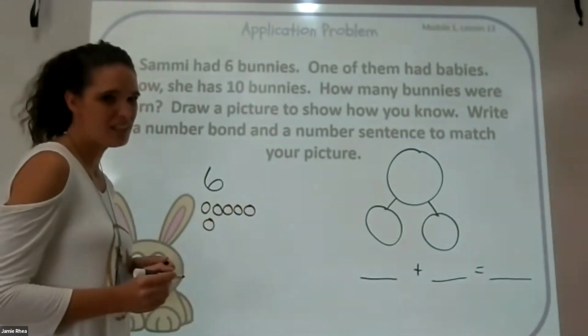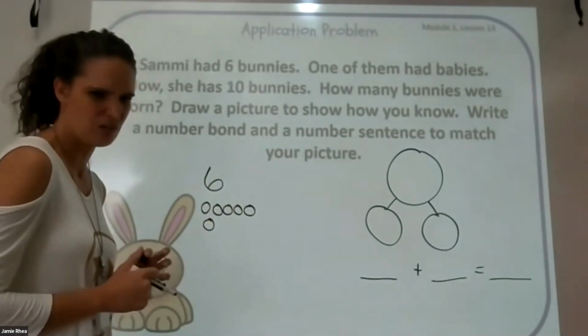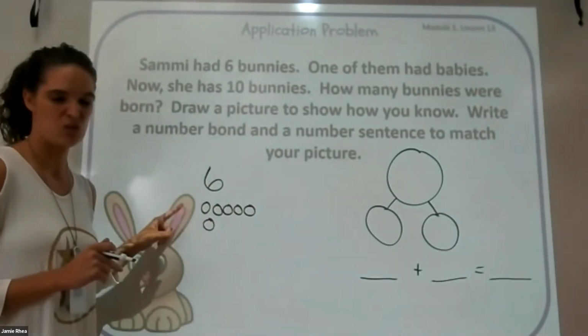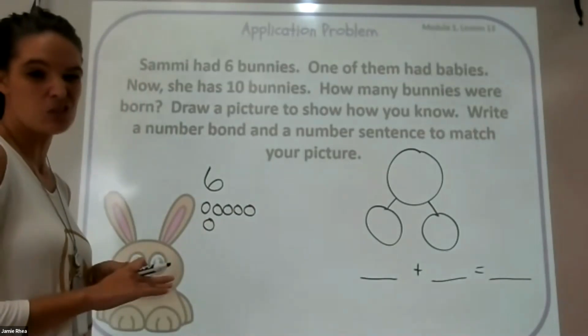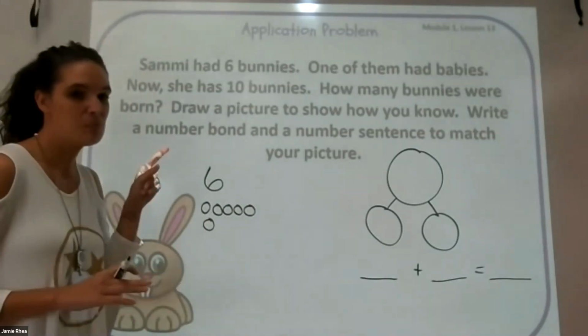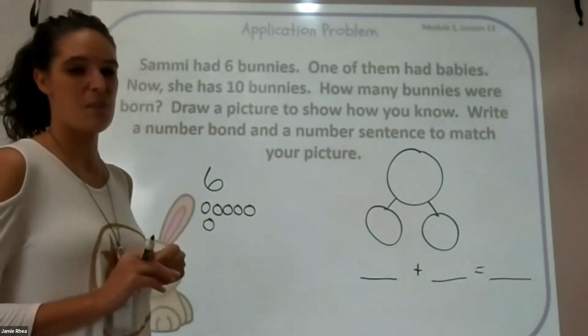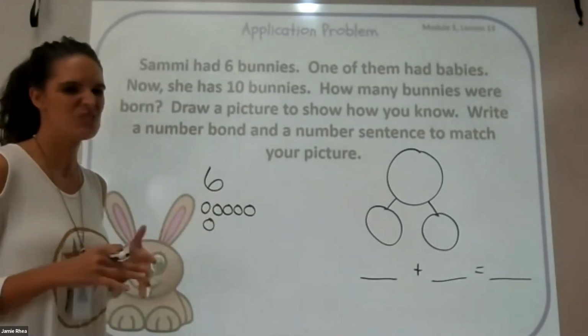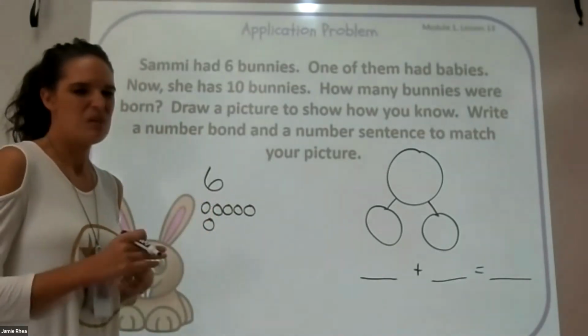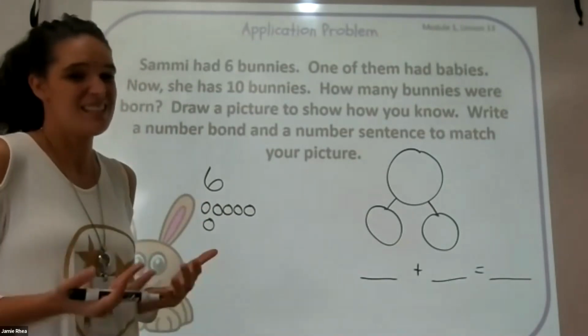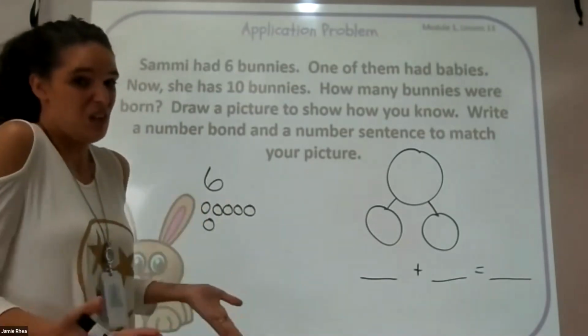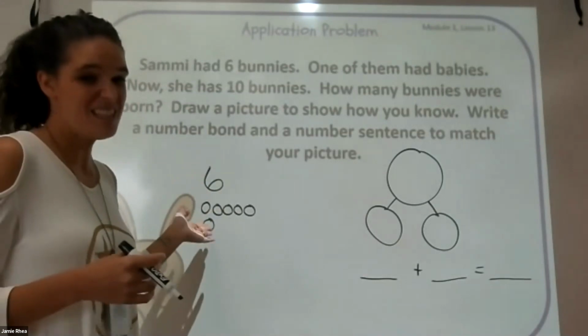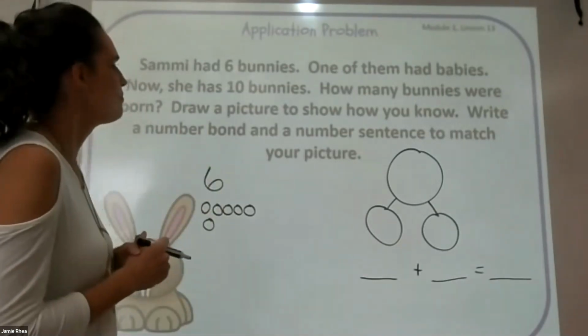Am I going to draw real bunnies? No, that takes too long. I'm going to draw simple pictures and make little circles. All right, back to being number detectives. One of them had babies. And it doesn't really tell me a whole lot of information because it doesn't tell me how many, and it doesn't tell me if there's a lot of them or a little of them. We just know that one of these 6 bunnies had some babies.